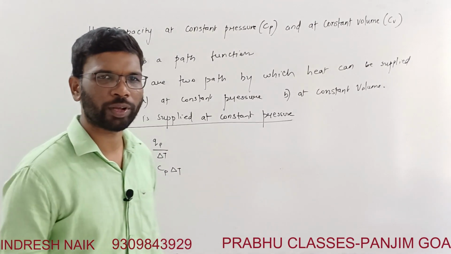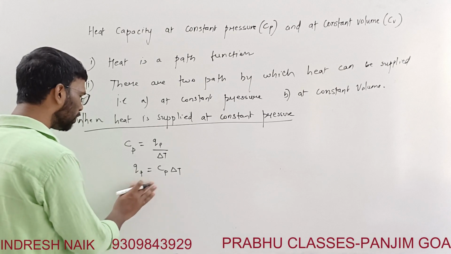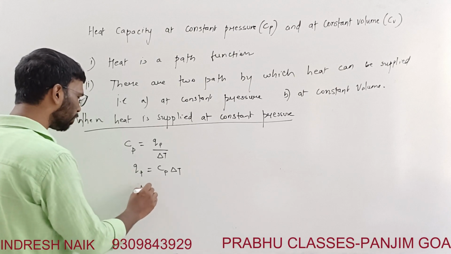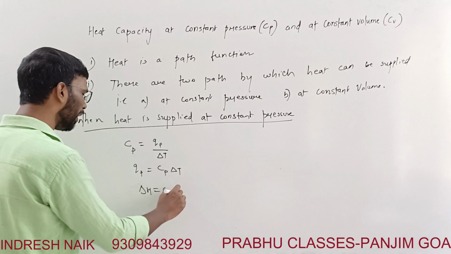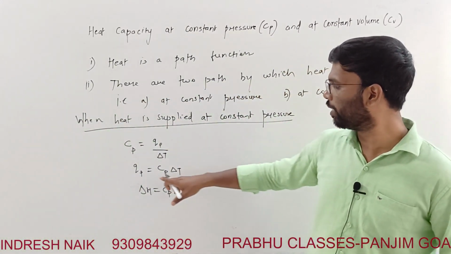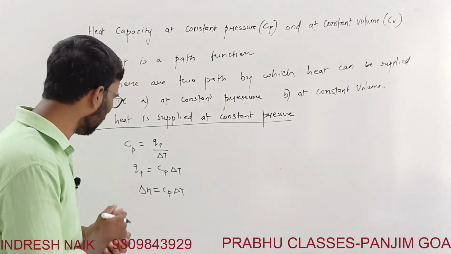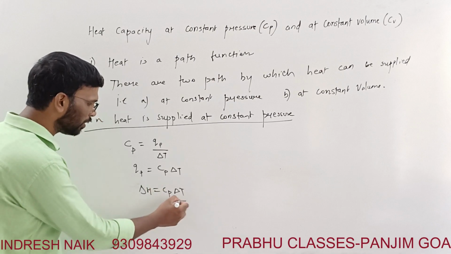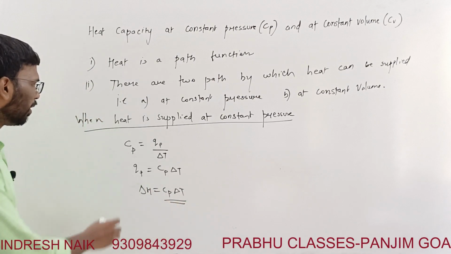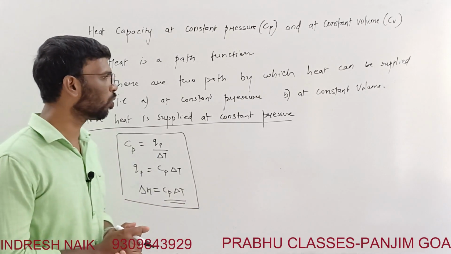When heat is transferred at a constant pressure, we can also say that this is equal to what? Delta H is equal to Cp delta T. See, the one form of the equation is changing into another form, right? This heat capacity at a constant pressure is equal to what? Enthalpy change could be written as Cp delta T, right? These are the different equations which we are getting when we supply heat at a constant pressure.